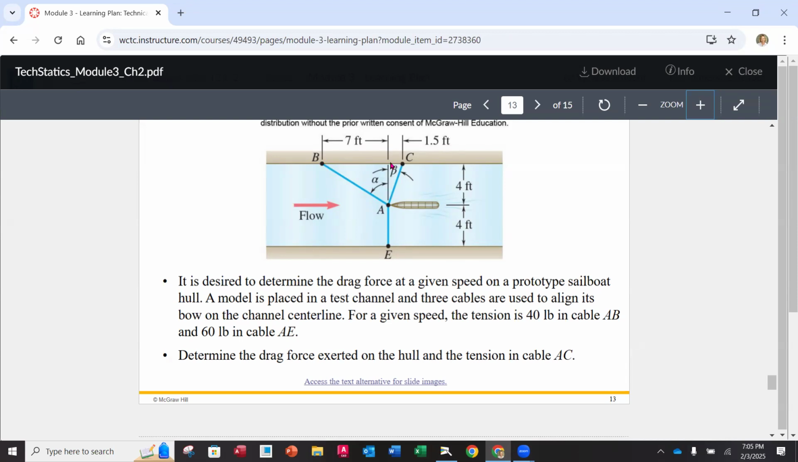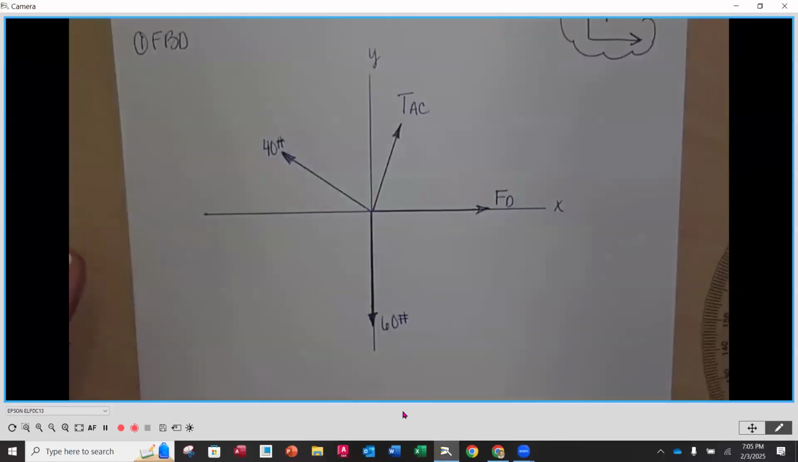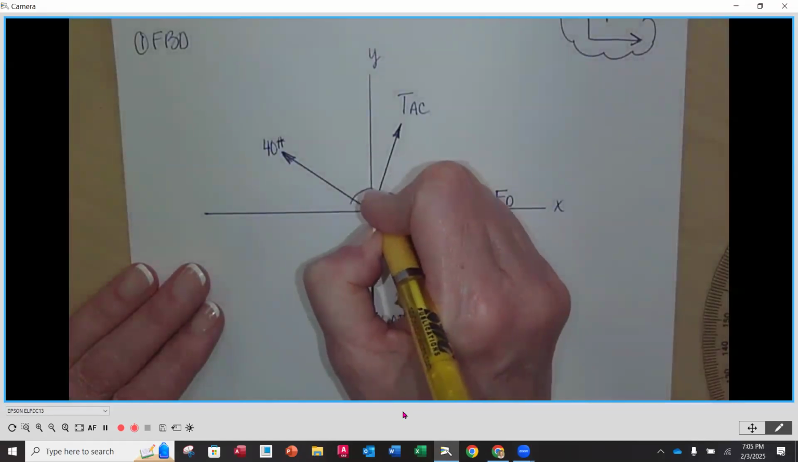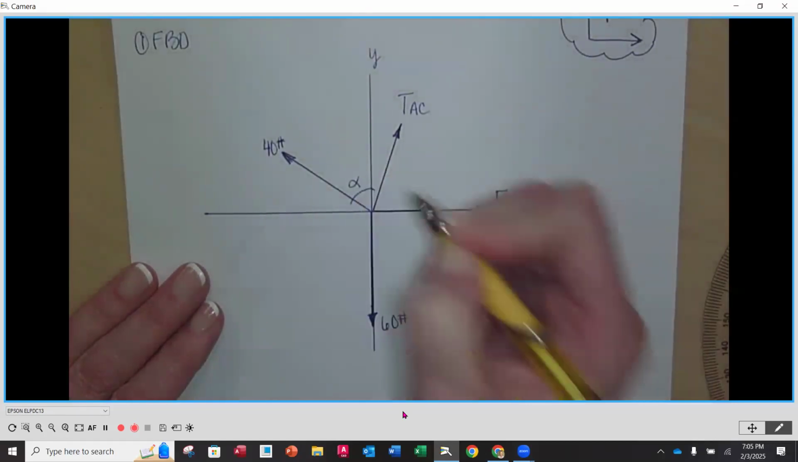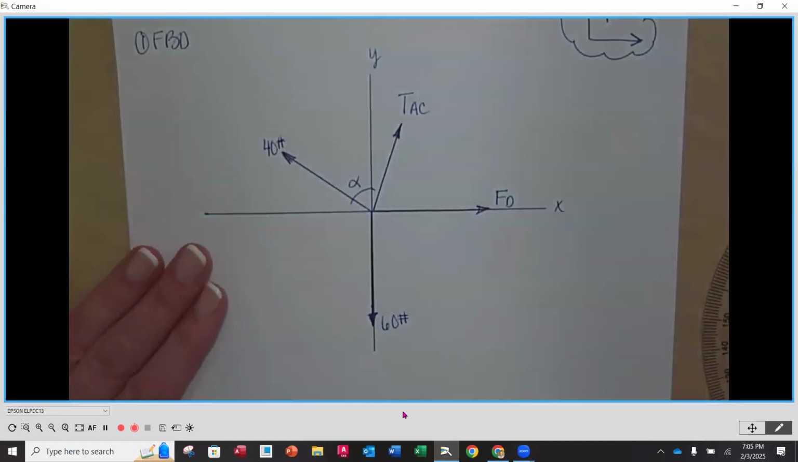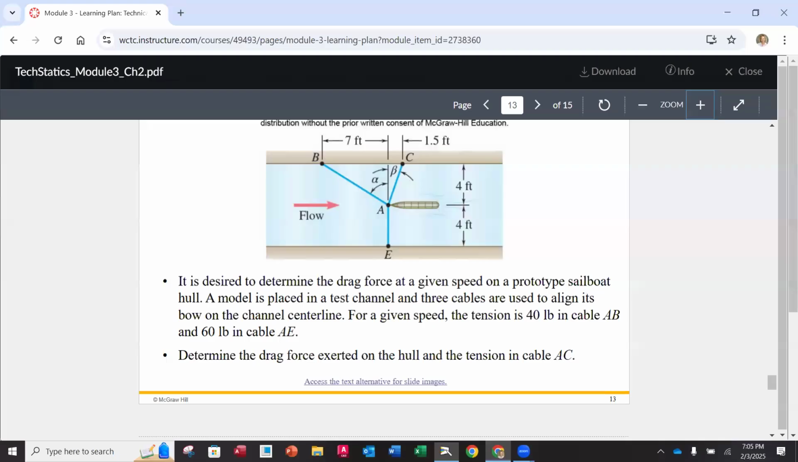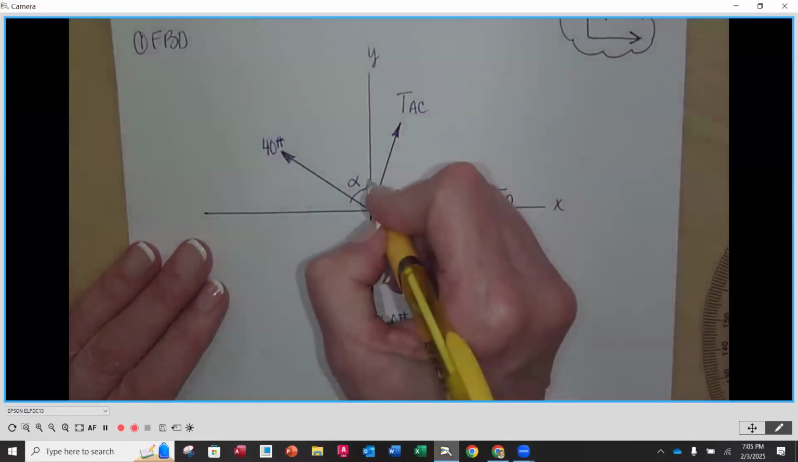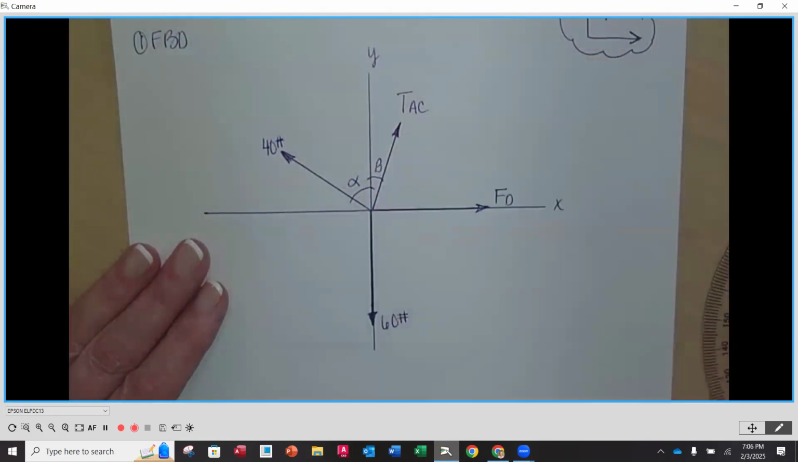And then for alpha, we've got a length over here, or one of the legs is going to be 7 feet. So that means that if we want to call this alpha right here, this is going to be the angle right here. So this is going to be what they call alpha. And then as we look there as well, you're going to notice that the other angle is going to be beta from the vertical. So this one is going to be beta.